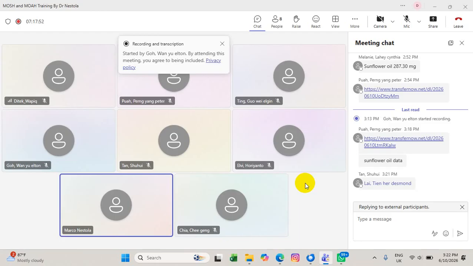Yeah, the actual weight is 280. Yeah, this is the method. Can you show me the formula once again?